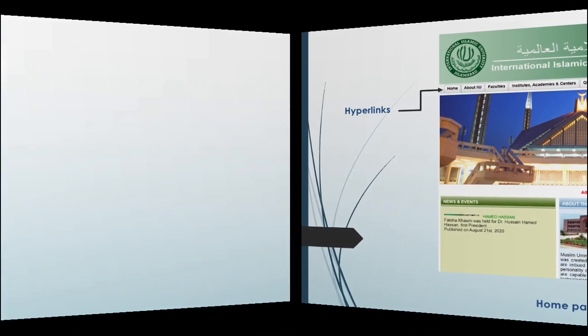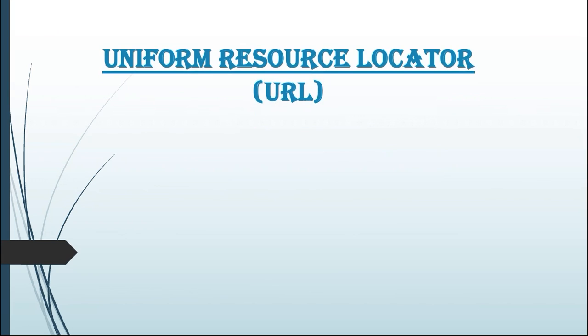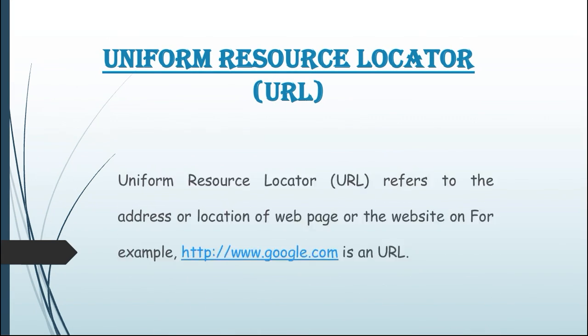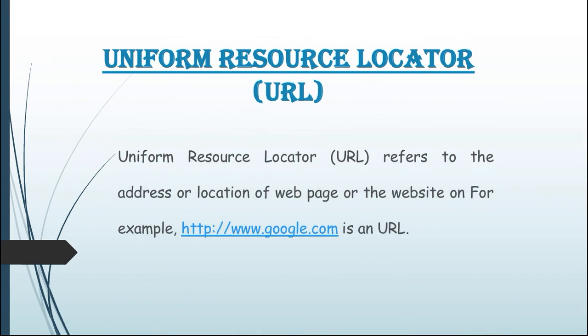Then coming back to Uniform Resource Locator, URL. If you want to open the website of IIUI, you have to get a URL which is www.iiu.edu.pk or www.google.com. This URL starts from http:// as well. This is a code. After this code, we have a URL.